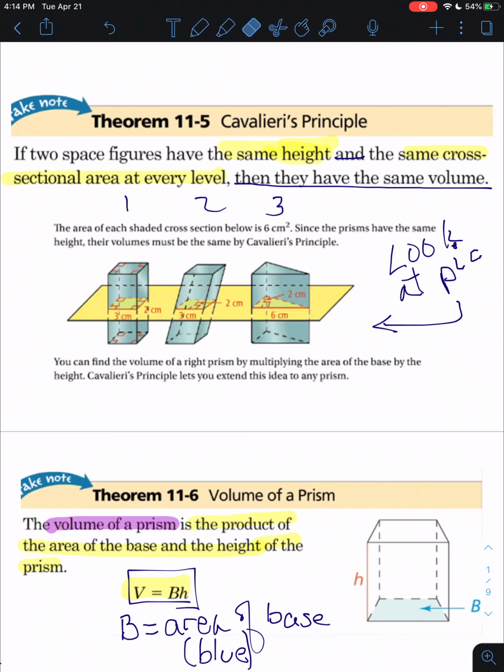Good morning. This is Mr. Straits again, and we're looking at prisms and the volumes of prisms.